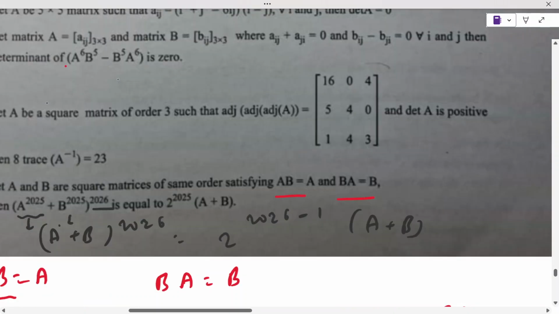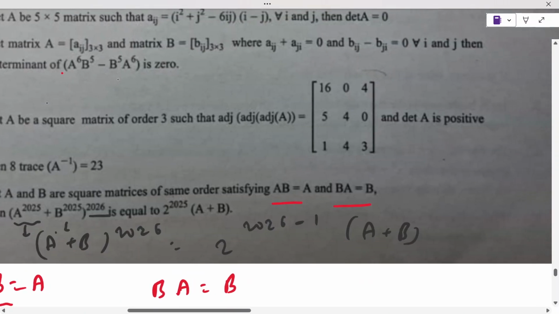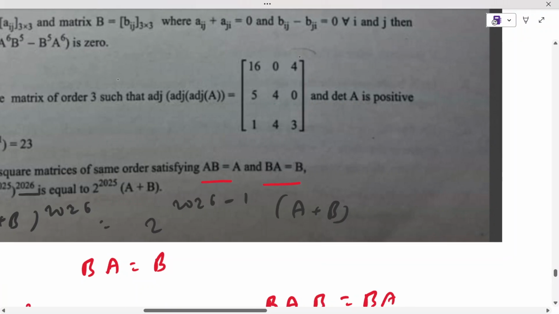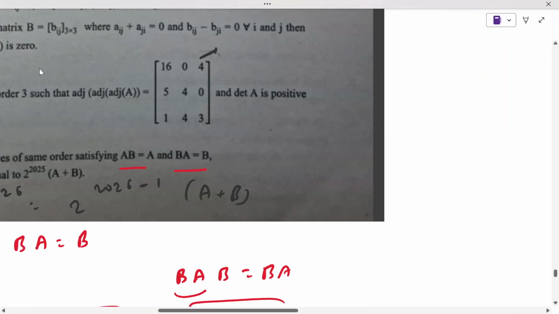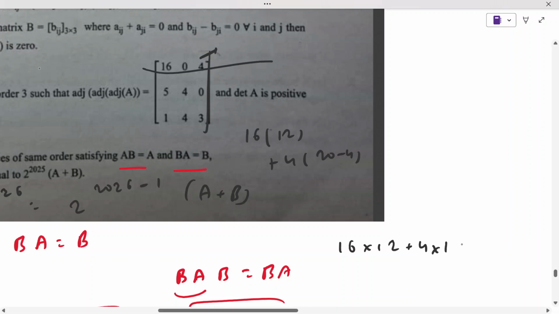Now the C part. Let A be a square matrix of order three such that the adjoint of A is equal to 3. Determinant of A is positive. Take the determinant on both sides. Then I will write it as like this: 16 times 12, minus 4 times, plus 4 times, 20 minus 4. That is like 16 into 12 plus 4 into 16. So 16 into 50 will come.